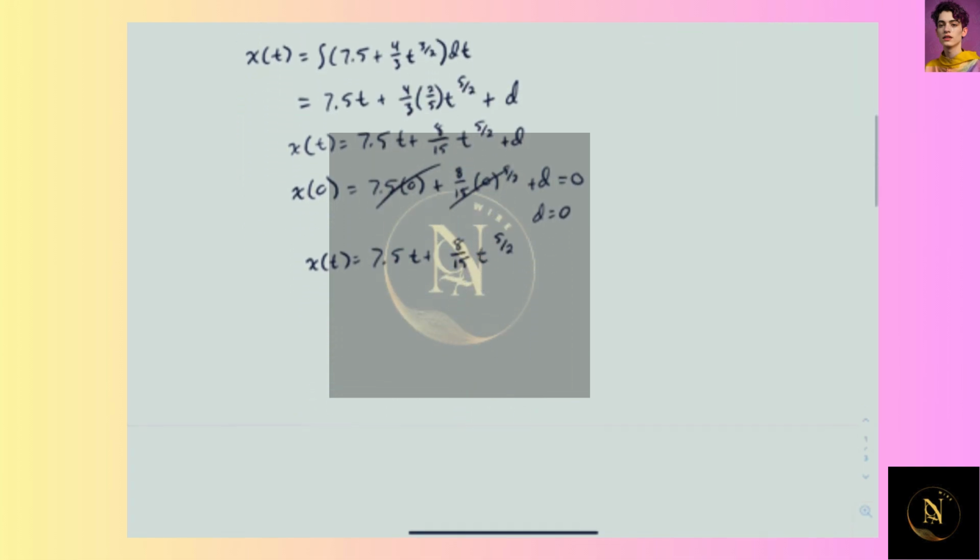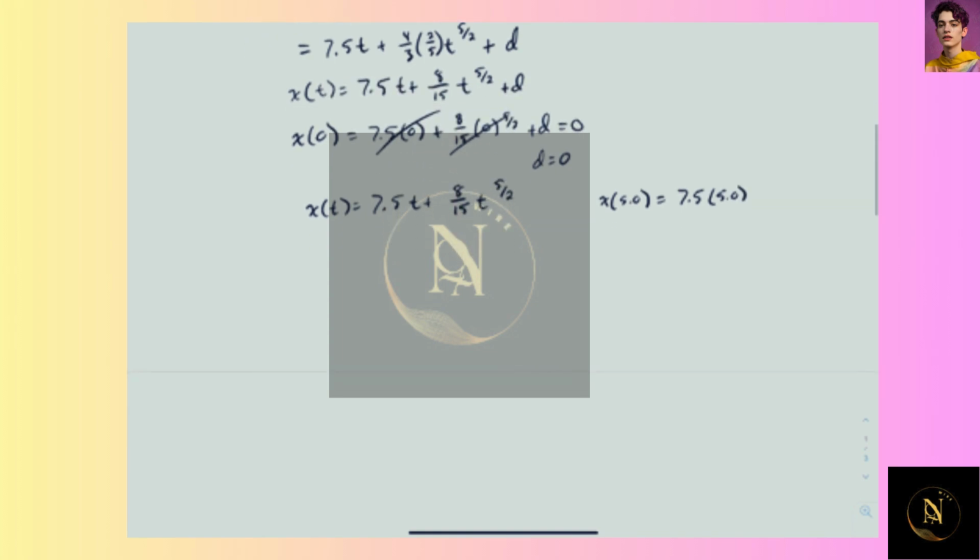And finally, for our position, 7.5 times 5 plus 8/15 times 5 to the 5/2. And so our position at time t equals 5 is around 67.3 meters.